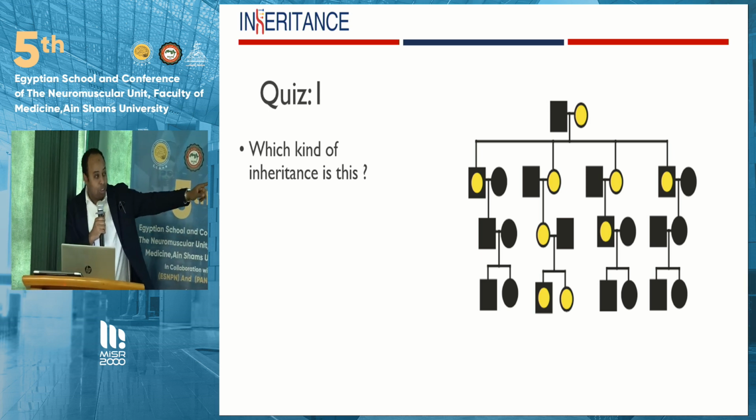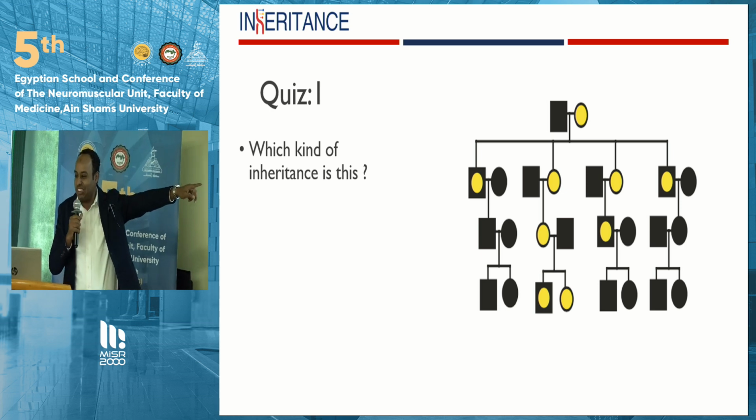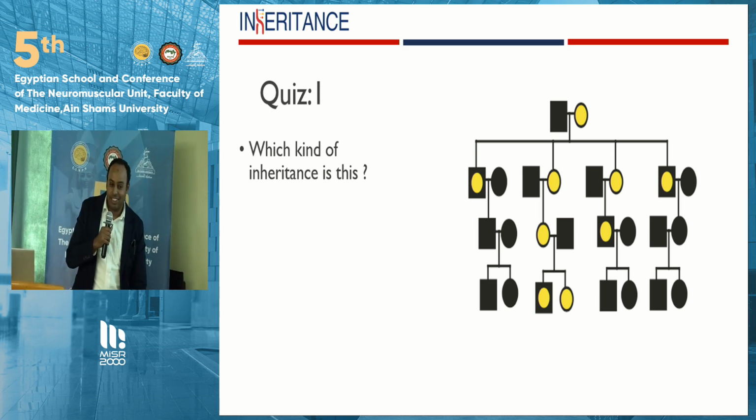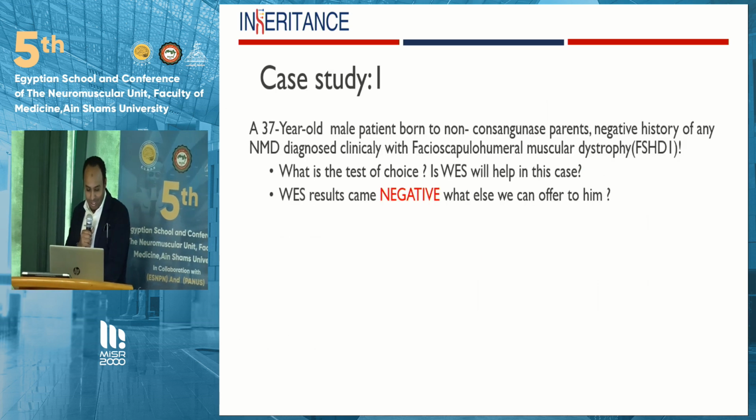Why? Because the male father cannot pass it to his children, because the mitochondria always come from the mother in the oocyte. Okay?